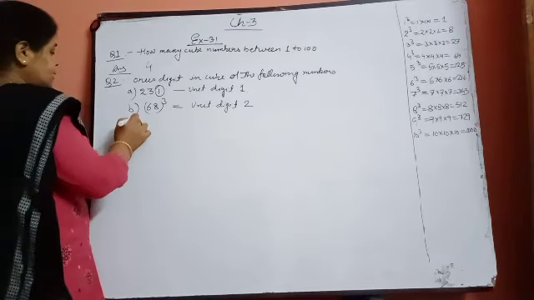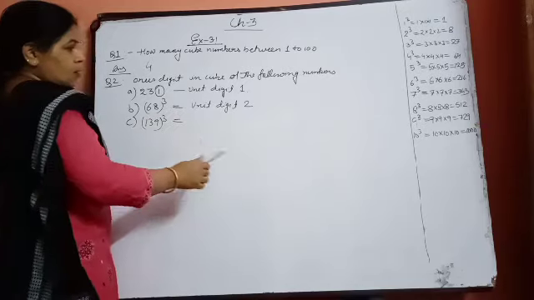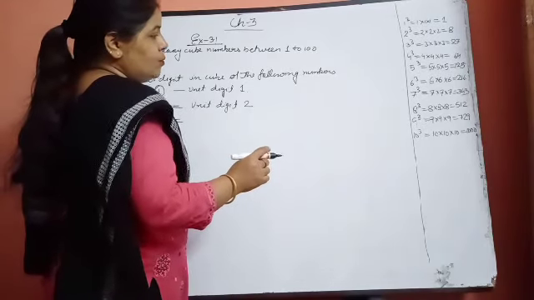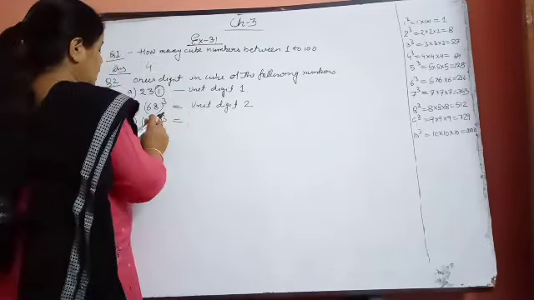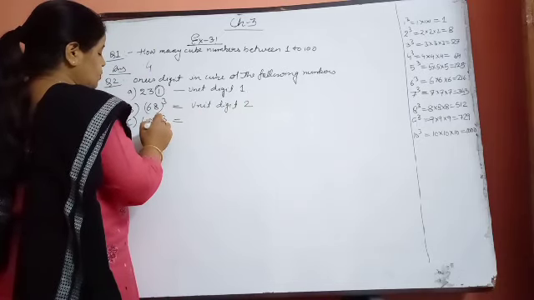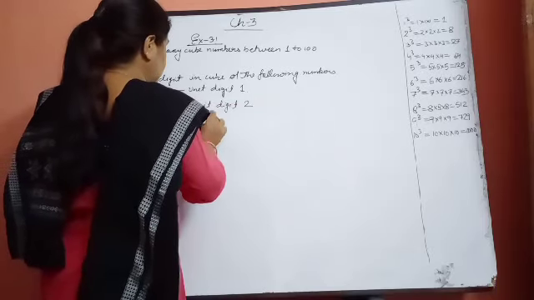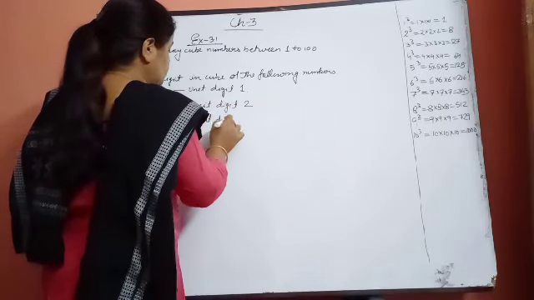Suppose there is a C part, 139. 139 cubed, if I do it, what will it be? 9 cubed will become 729. So the unit digit will be 9. Unit digit is equal to 9.